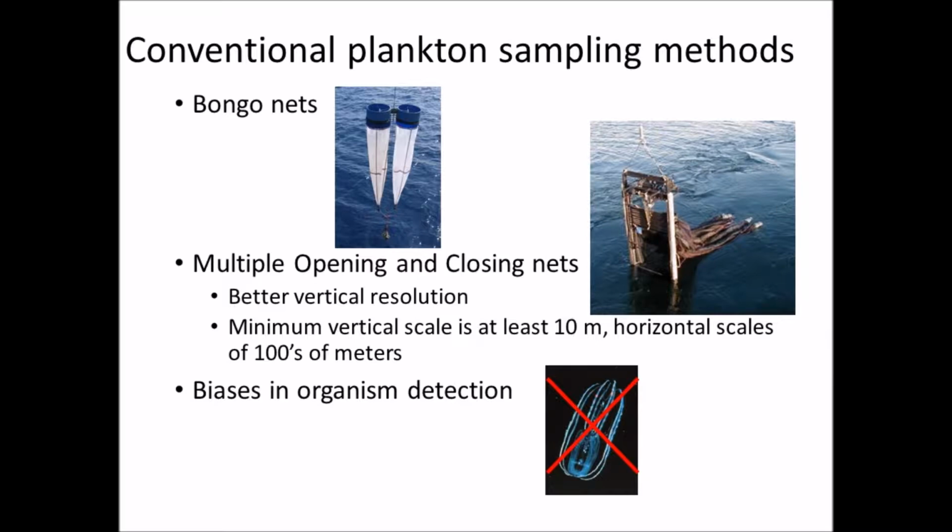And so they developed these multiple opening and closing nets that allow you to get vertical bins where you have different samples in different parts of the water column. But you're still limited because you can't really open them every meter. Say you have a freshwater plume that's very small scale, you can't really capture a lot of the biological variability around that feature.